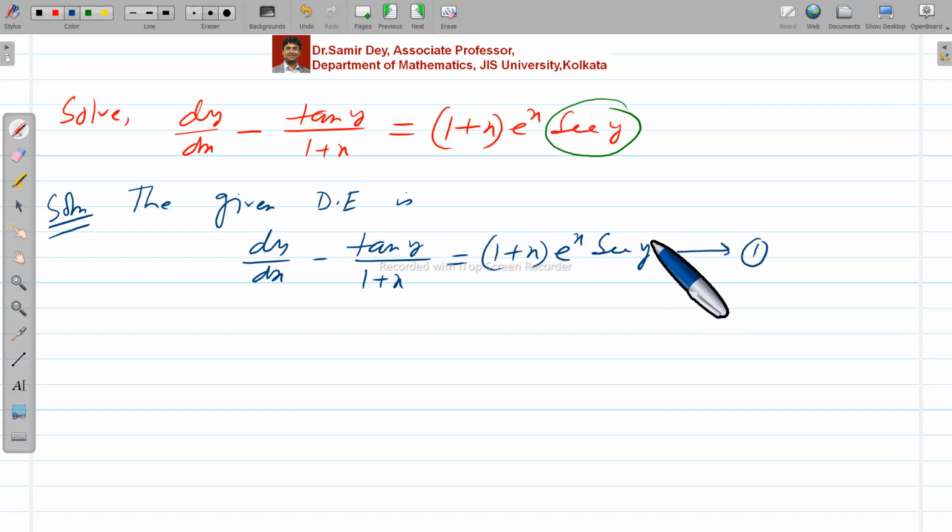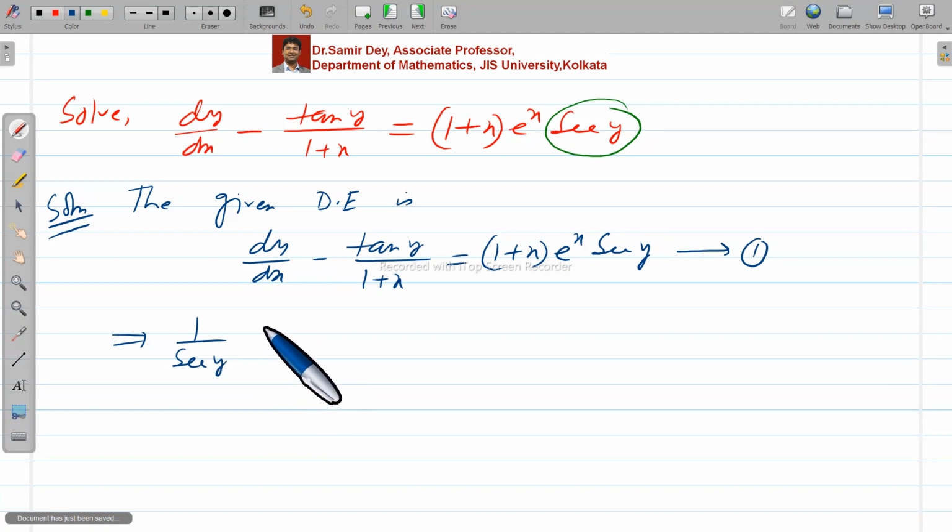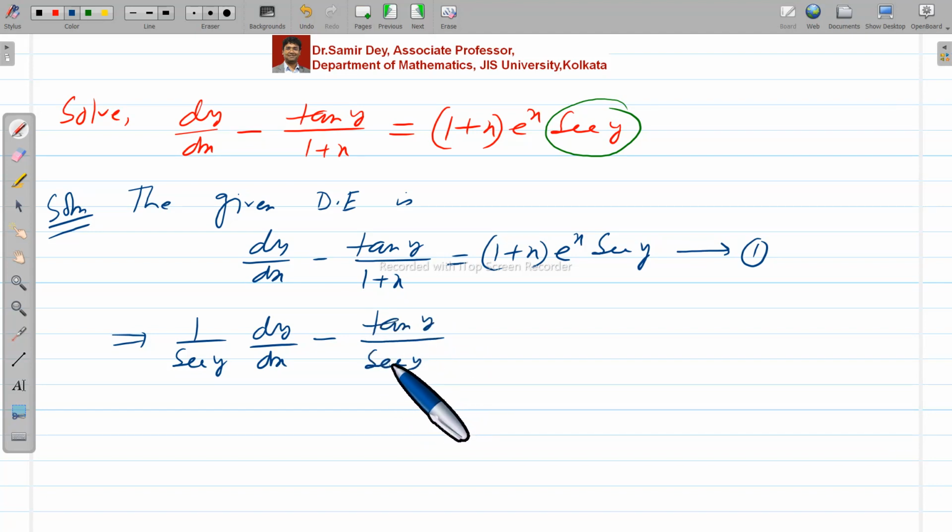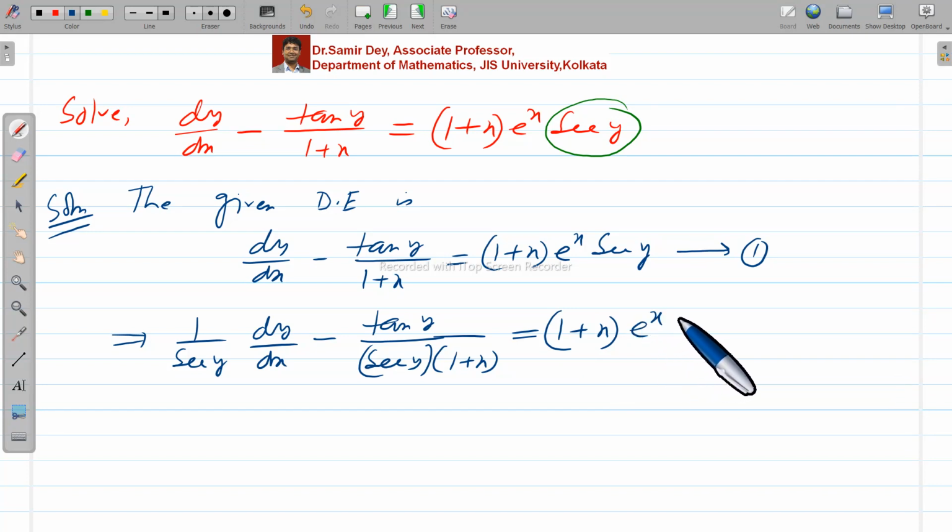Then what you do? First you have to divide it. If you divide, it is coming 1 by sec y dy by dx minus tan y sec y 1 plus x is equals to 1 plus x into e to the power x. Now you can see on the right side part is free from y. Okay, now you can see, then if it is confirmed that there is no y term, then you move to this term. First you have to simplify it.